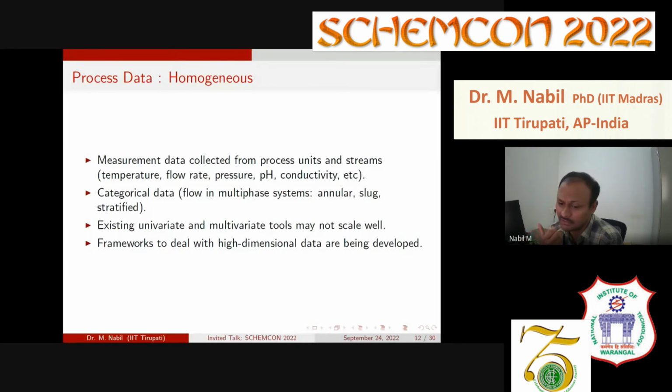and the data will be multivariate, but the existing tools are on how to do it for univariate statistics and multivariate statistics. So what essentially we need is a framework to deal with this high dimensional data.